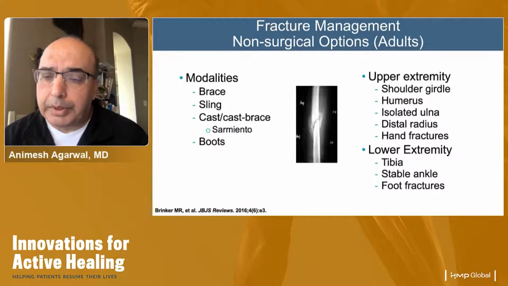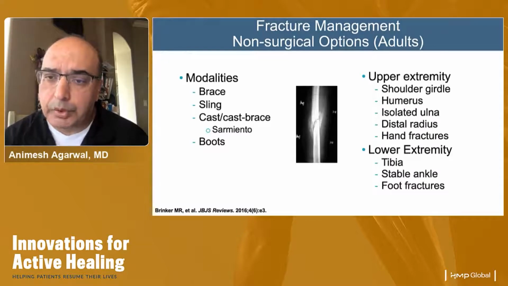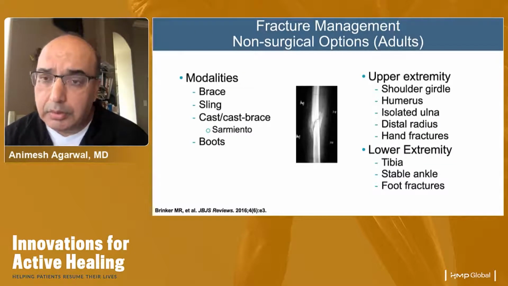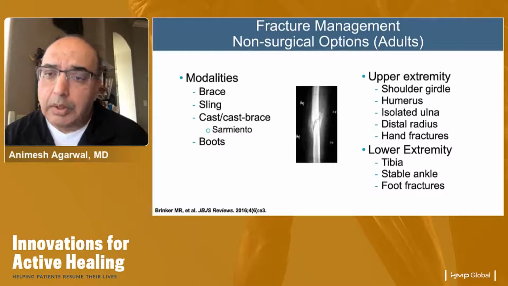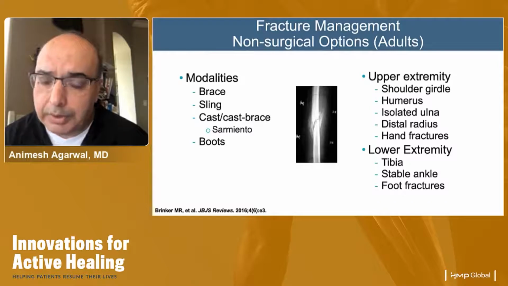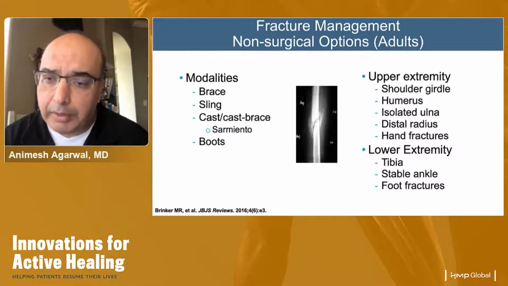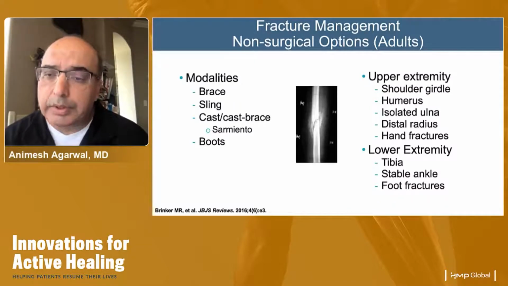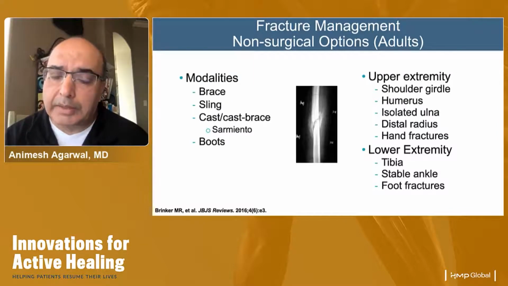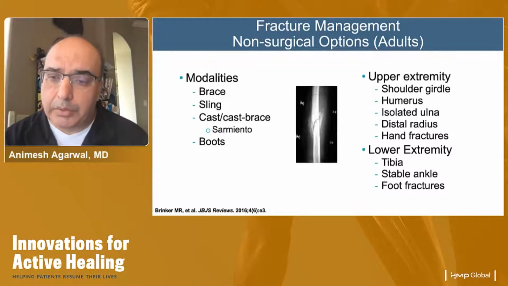Around the upper extremity, still, there are many fractures that can be treated non-operatively, such as around the shoulder girdle, whether that be the proximal humerus, the scapula, or the clavicle. Isolated humeral shaft fractures often can be treated non-operatively. Isolated ulna shaft fractures, certain distal radius fractures where an anatomic or acceptable reduction can be obtained closed and maintained closed, and then many hand fractures.